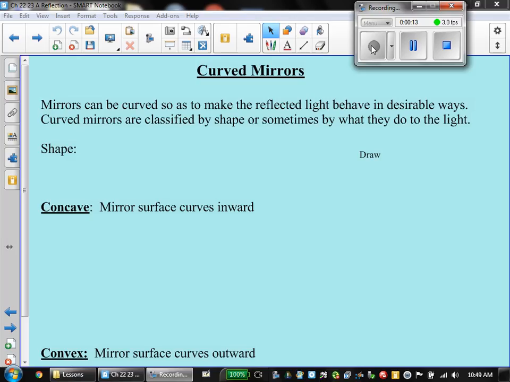In AP physics, we can describe the mirrors by shape and also by process. So I'm going to start by talking about shape. If you think about, and you've probably heard this before, we take a look at two different types of mirrors. We have concave mirrors, and these are from a side view.